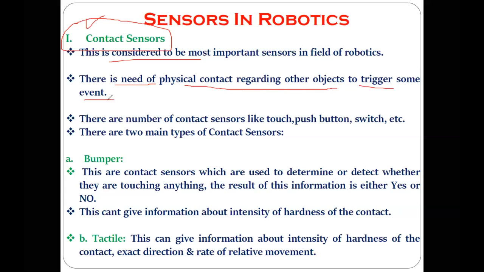So as soon as you touch that button, switch, etc., a certain sound we can hear or ringing can start. There are different kinds of contact sensors, like the touch contact sensor, push button, switch, etc. Within the contact sensors also there are two types of contact sensor, like the bumper contact sensor and the tactile contact sensor.